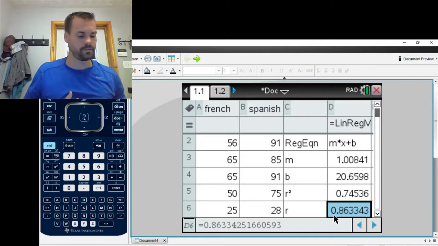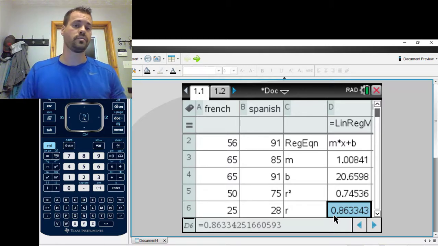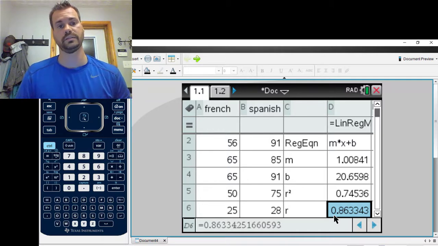It's just a wonderful little thing about IB. They don't make you do it by hand. So we thank them and we move on. So that is how you use the calculator to do a linear regression.